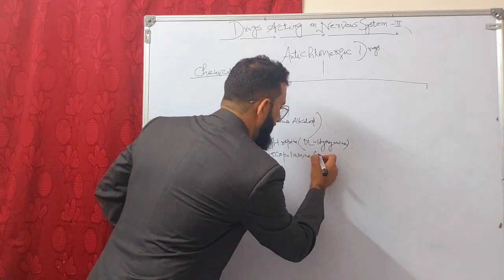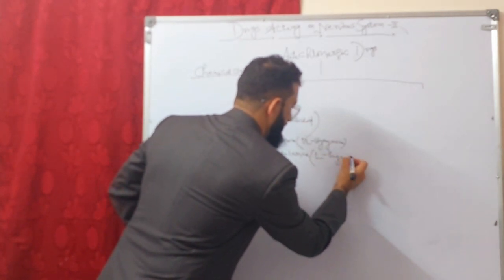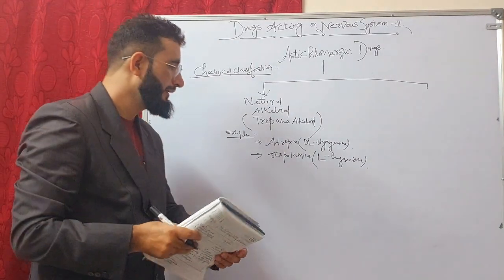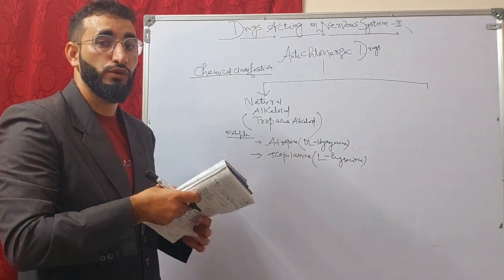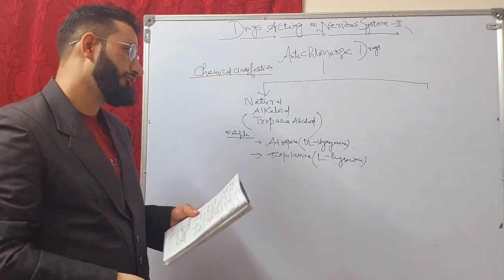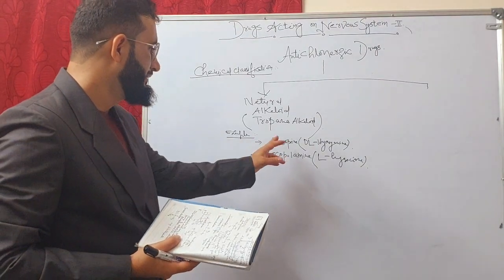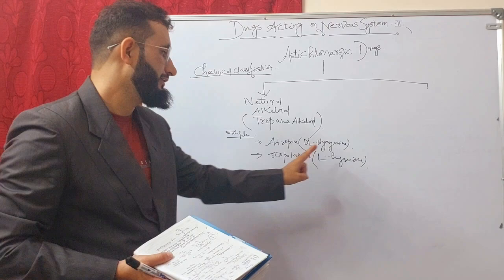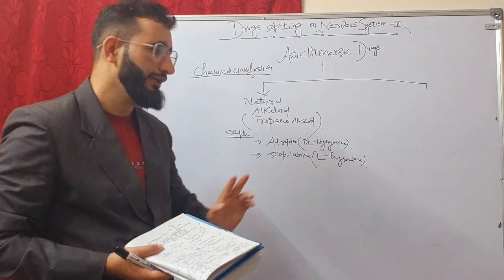This is L-hyoscine. This DL and L depends upon the optical isomerism. Optical isomerism you have heard in chemistry. So this atropine, it's also called DL-hyoscyamine. Second example we have scopolamine, and it is L-hyoscyamine.